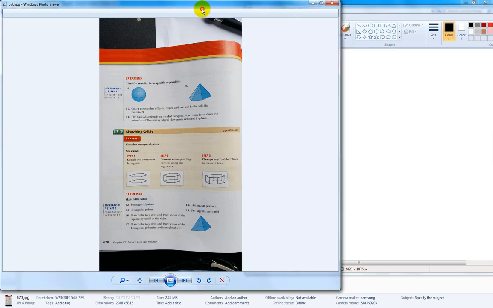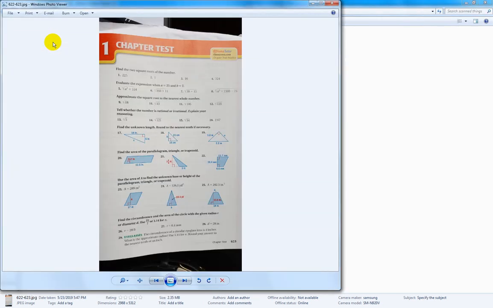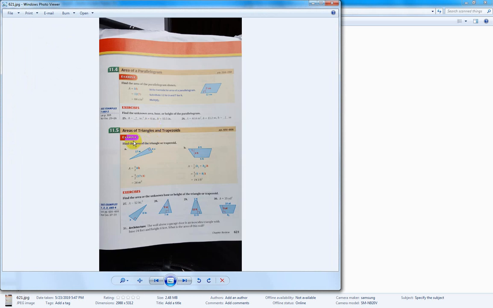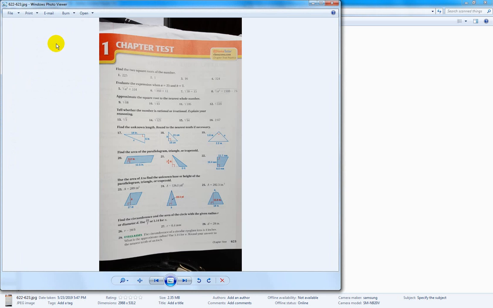Now we go on to page 621. These problems are very, very clear. It's just using the formula, so we've already done these. We've done so many of these that they're coming out of our heads. So there's no need to do those right now because those are just formulas. Same thing for number 23.